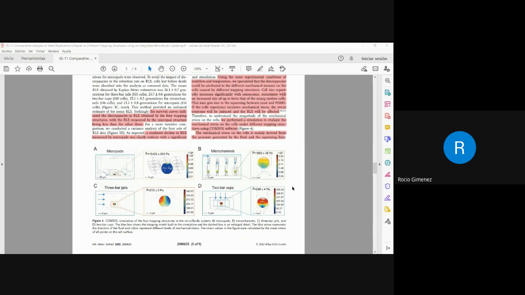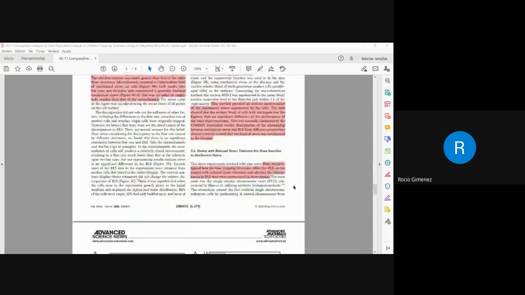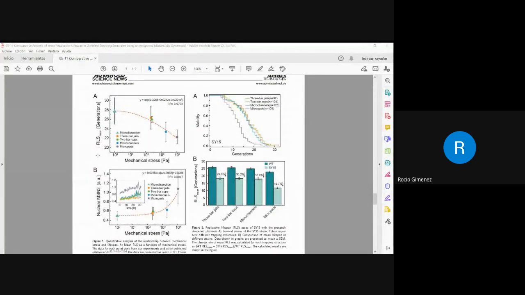The mechanical stress in the cells is mainly derived from pressure generated by the fluid and the squeezing force between the cells and the PDMS. And the size, in this case, of the three structures was larger than the average size of the cells. So they didn't experience intense compression, but in the micropads, the average cell size was larger than the distance between the PDMS ceiling and the glass floor. So in addition to the fluid pressure, there was also mechanical compressive stress. So the simulation results suggested that cells under the micropads experienced the greatest mechanical stress. They also performed experiments to see this in image 5 at the left.